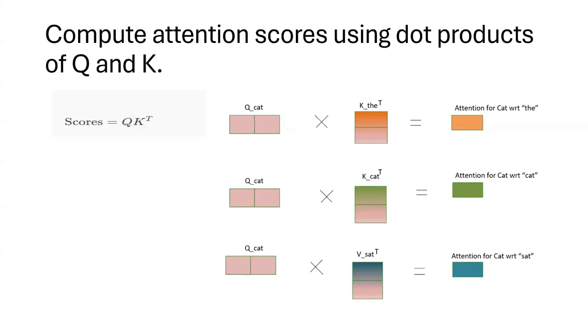So what we are trying to find out is how cat is related to every other word in the sequence. And how do you get it? You multiply the query of cat with the key of every other word of the sequence, right? Like we are asking how you are related to the, how you are related to cat, how you are related to sat. In fact, it asks related with itself also. So whatever values we get, they give attention related to different words in the same sequence.